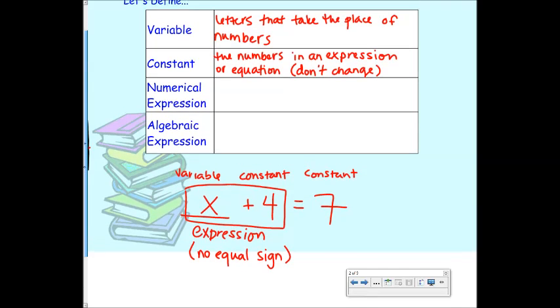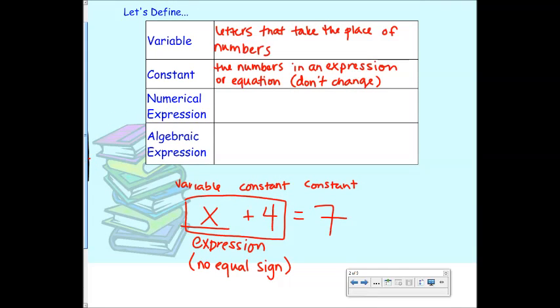All right, so we're just going to talk about expressions. What do you think a numerical expression is? An expression with numbers. All right, so those are all examples of numerical expressions. So 1 plus 8, 3 times 2, 9 divided by 3. Those are all expressions.